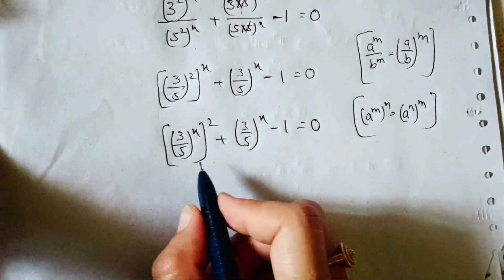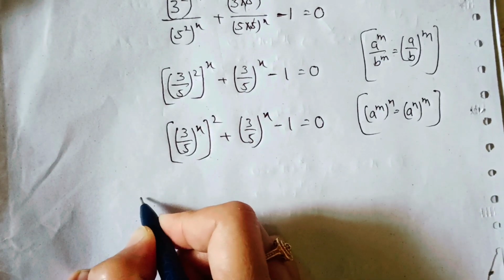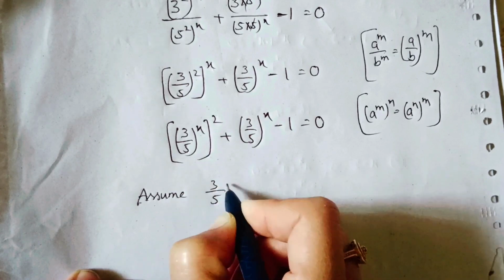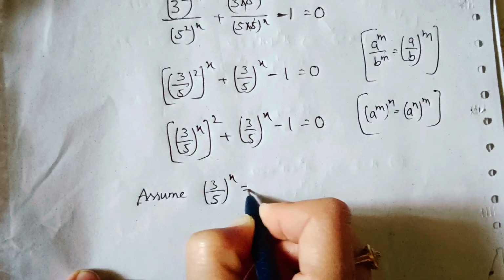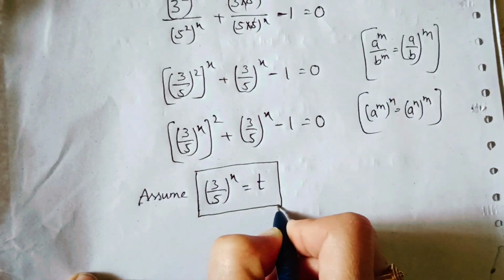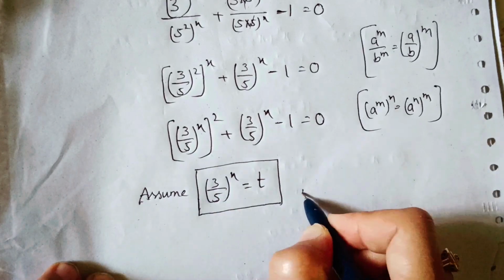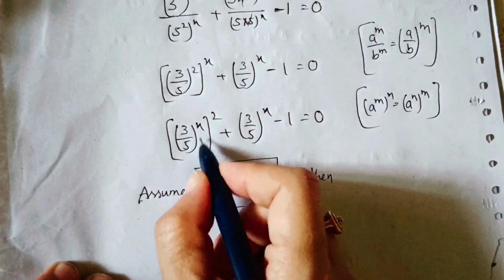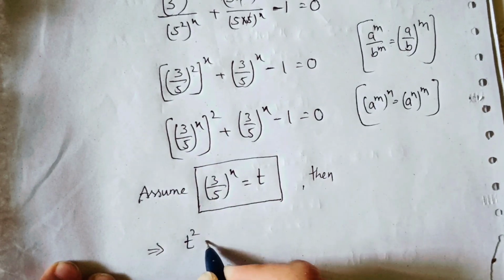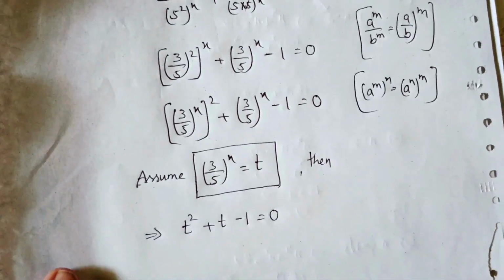Okay, understood. Just look at here, 3 by 5 whole power x is common. That's why I'm going to assume 3 by 5 whole power x as t. So this is what I'm going to assume. 3 by 5 whole power x equal to t, then this becomes t square plus this one is t minus 1 equal to 0.